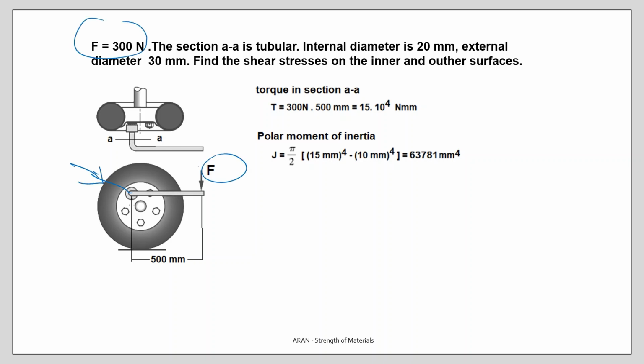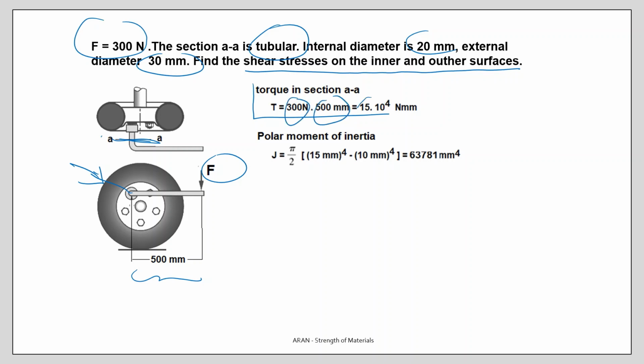Another problem. Here we have a nut and we are trying to tighten the nut with a force of 300 newtons. The moment arm is given. The critical section is tubular. The internal and the external diameter is given. Find the stresses on the inner and outer surfaces. The first thing I have to do is to calculate the torque in this section. It is force times the moment arm, and in Newton millimeters I have my torque value.